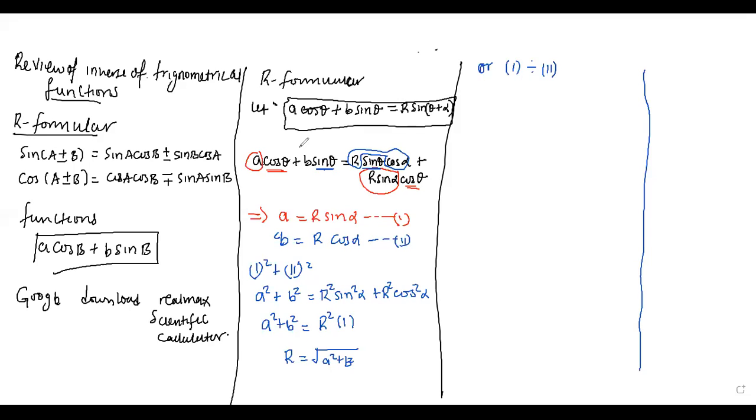So I was saying, guys, there is another way we can have this sorted. By saying if I divide Equation 1 by Equation 2, that will be R sine alpha divided by R cos alpha.